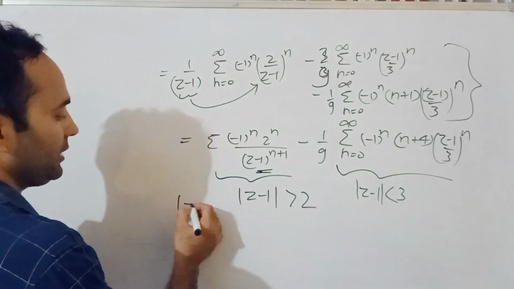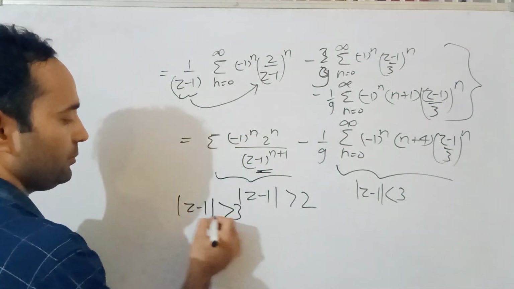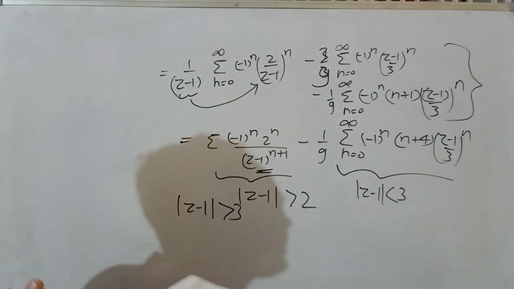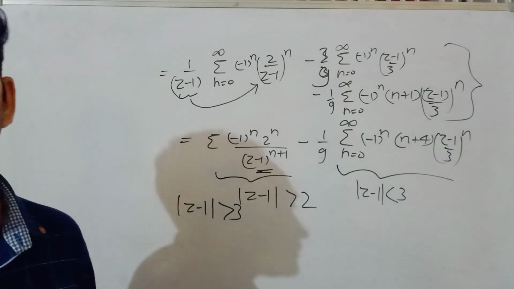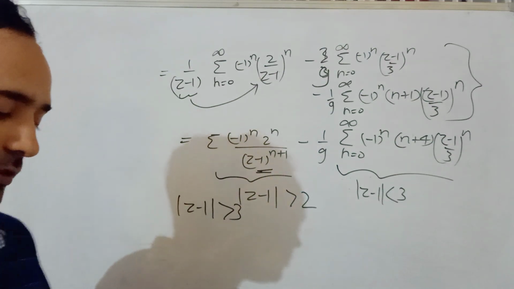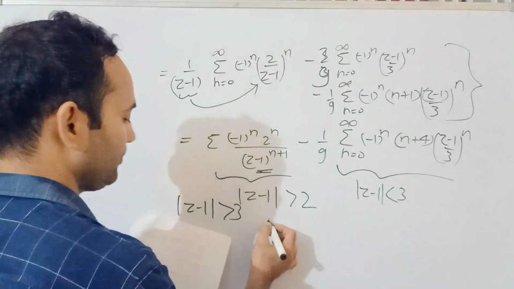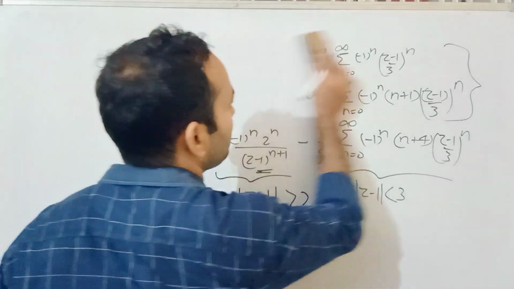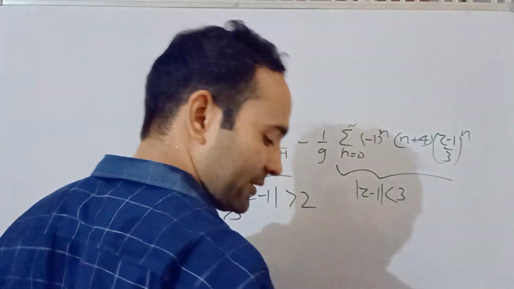Okay, similarly you can expand for mod of z minus 1 greater than 3. That means you are including both the non-analytic points, that is z equal to minus 2 and z equal to minus 1. I am going to just write the expansion. Okay, rest you can do.